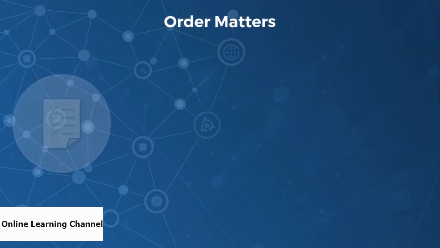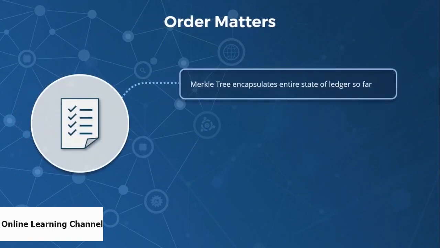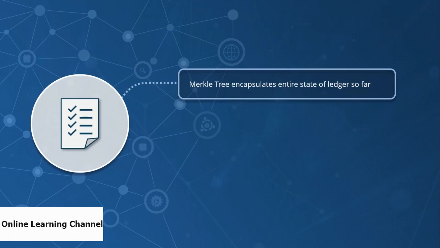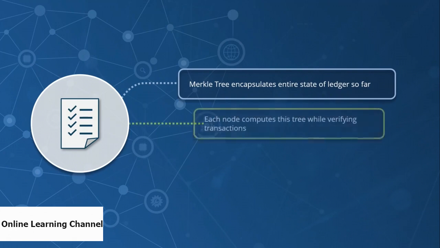So, by storing all of the transactions in a block in the form of a Merkle tree structure, a blockchain network is able to capture the entire state of the block, and by doing that for all of the blocks, it is able to capture all of the transactions in the ledger. In the case of the Ethereum network, all of the mining nodes will compute this Merkle tree while they are verifying the transactions to add to a block.